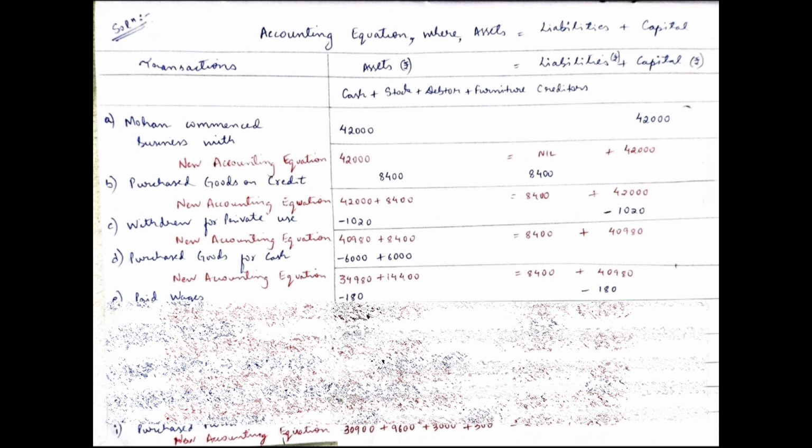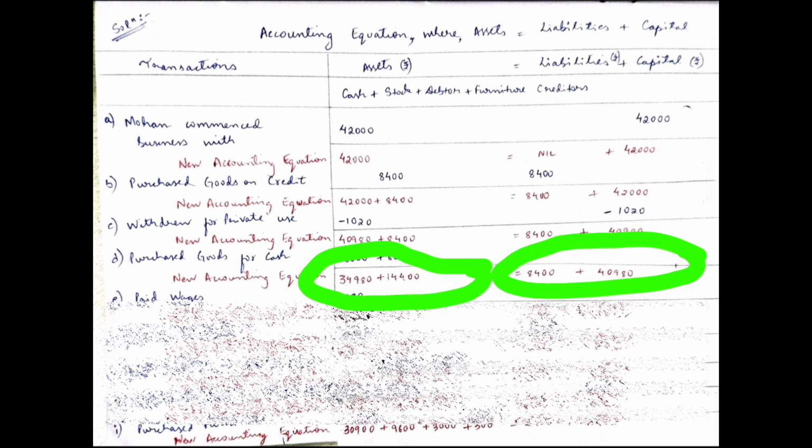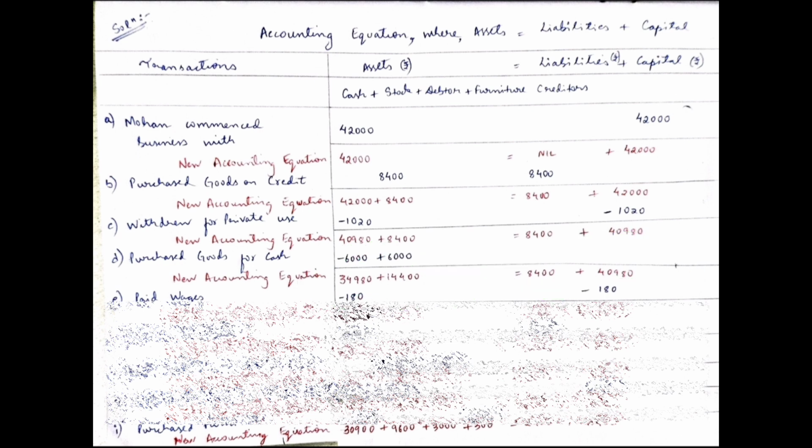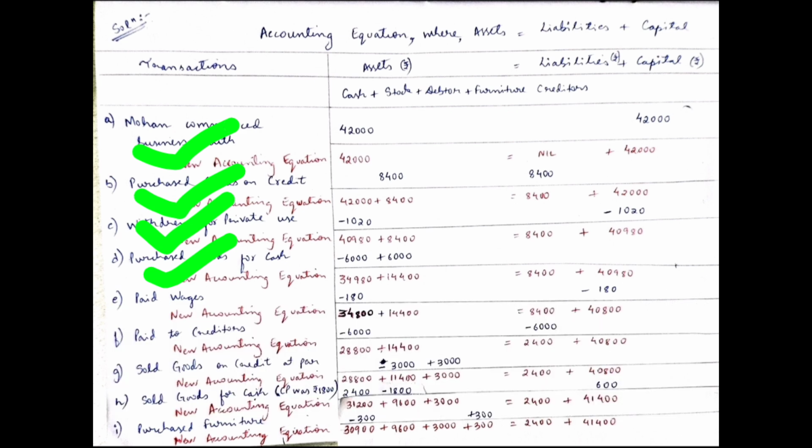So you see, assets is equal to liabilities plus capital. And one more point to remember: whatever transactions take place in business, the accounting equation will always hold its place. No matter what happens in the business, the accounting equation will always hold. That is the reason why the accounting equation is a very important concept in business, or you can say in accountancy.